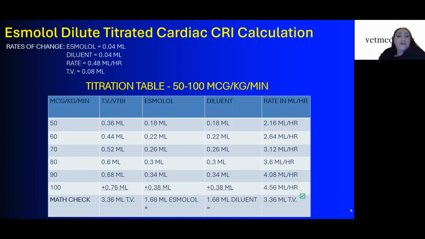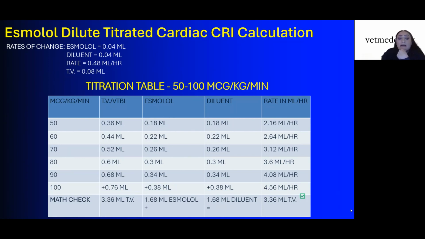Esmolol, you just go ahead and input the 0.18 mLs from the 50 mic per kg per minute CRI that we figured out, and then add on your esmolol volume of 0.04 mLs to each one of those rows. And same with the diluent volume of 0.04 mLs. As for the rate, in mLs per hour, 2.16 mLs per hour is going to have 0.48 mLs an hour added to it to get 2.64 mLs an hour, and so on.